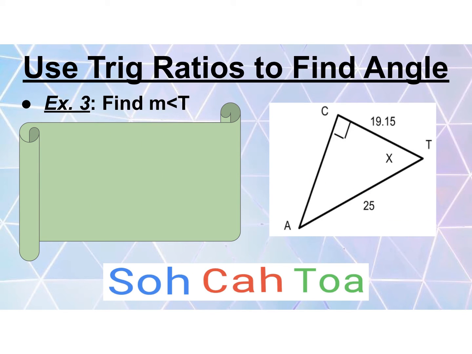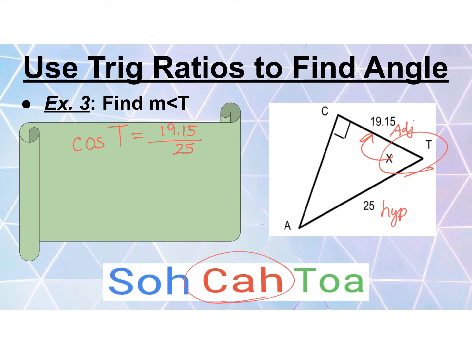Let's look at this example. We're looking at angle T, and that means I have adjacent and hypotenuse. So this time we're going to use the cosine ratio. So I'm going to say cosine of angle T equals my adjacent, which is 19.15 over 25. I need to use inverse, so angle T equals the inverse cosine of that fraction. On the calculator, it tells me that angle T will be about 40 degrees.